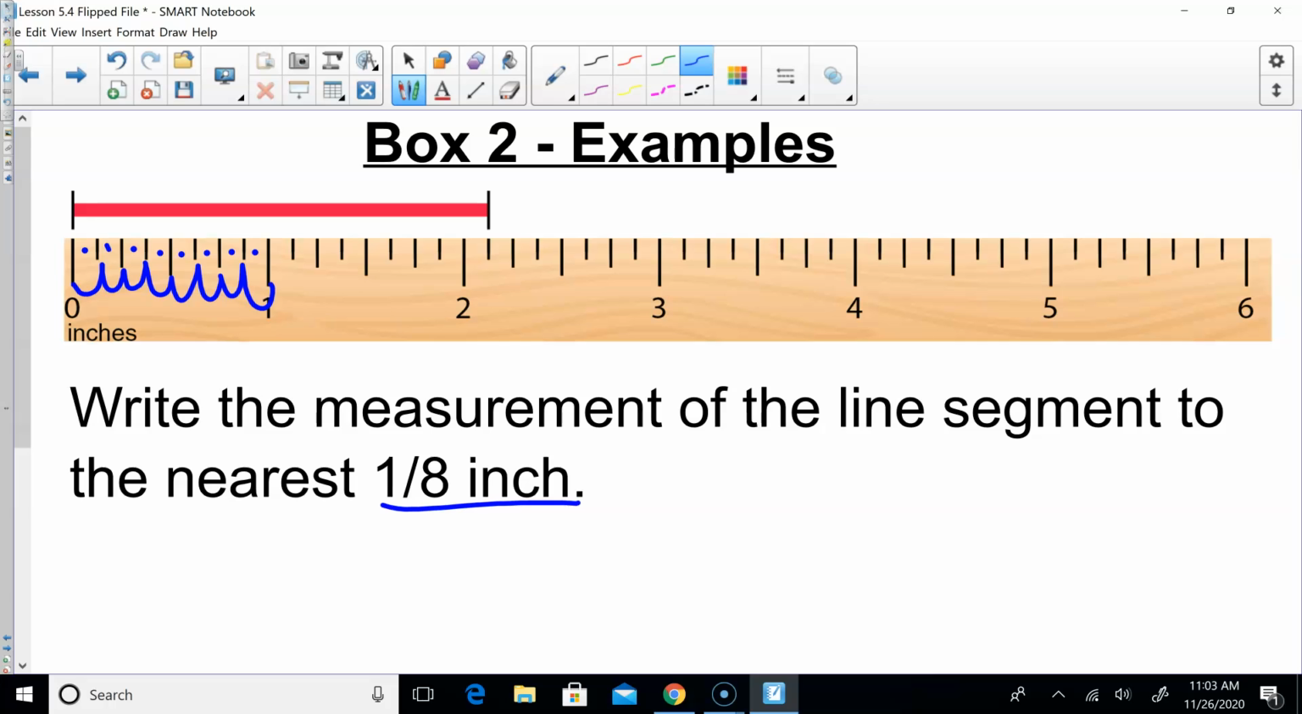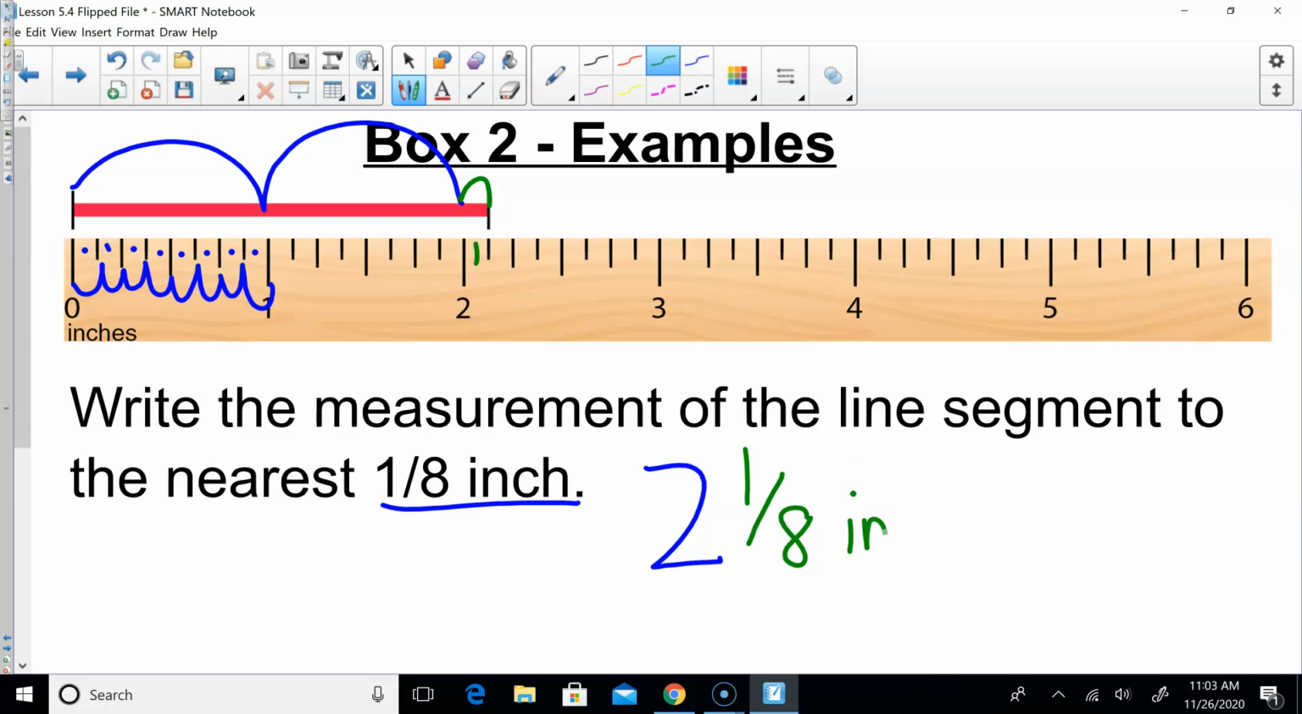So if we look at our ruler right now, we have 1 whole inch because it goes to the 1. We have 2 whole inches because it goes to the 2. So we have 2 inches. And now we have this little part that's right here from here to there, which is only 1 part of the 8. So it would be 2 and 1/8 inch. And that's how long that line segment would be. So you can pause the video right now and see how we work through that process.